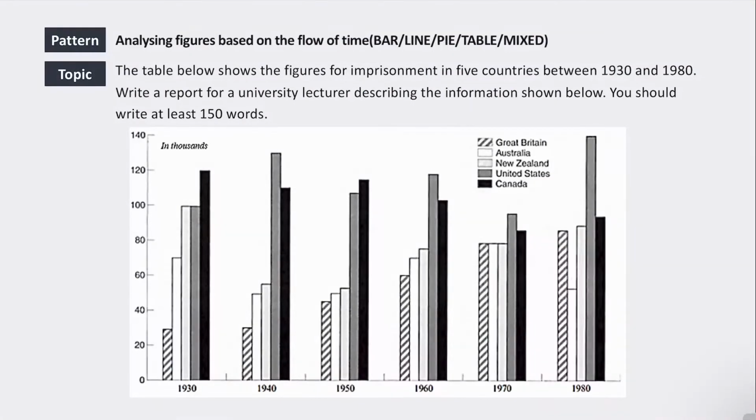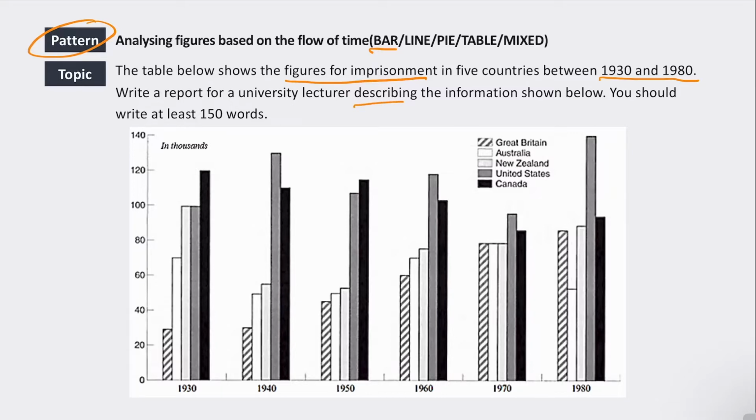Okay, so we're doing an IELTS Task 1 essay. So our pattern, we're analysing figures based on this bar chart. Okay, and our topic: the table below shows the figures for imprisonment in 5 countries between 1930 and 1980. Write a report for a university lecturer describing the information shown below. You should write at least 150 words.